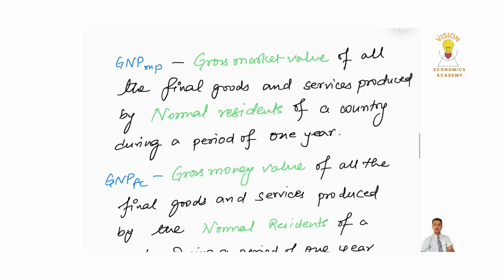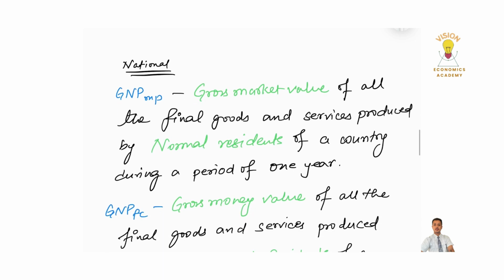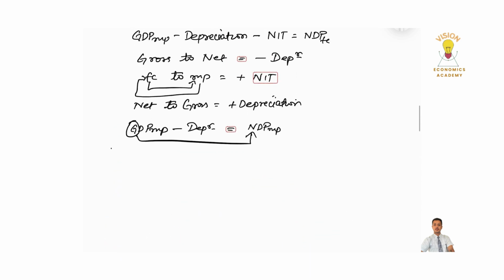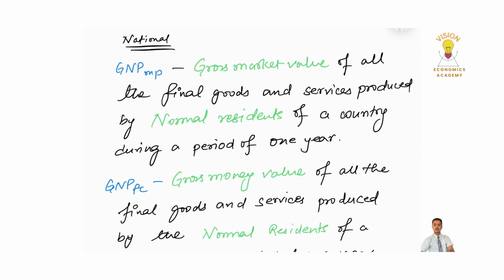Now gross national product at market price. Now these are all the national concepts. Till the last section it was domestic, now it is national. Now what is national? GNP MP.